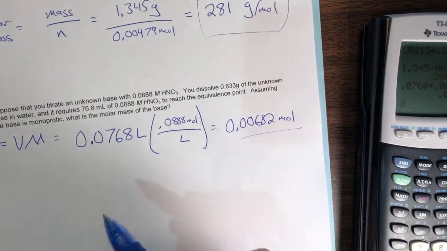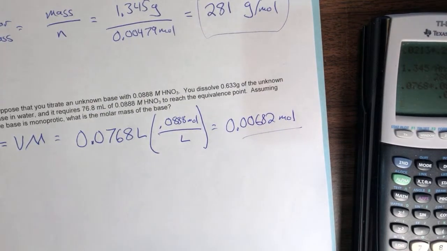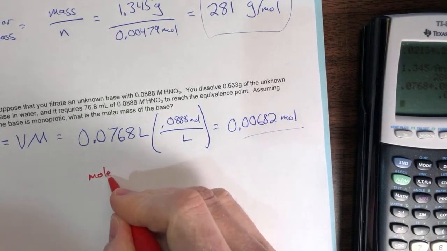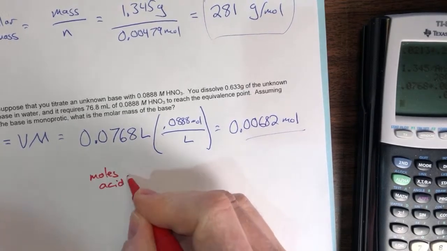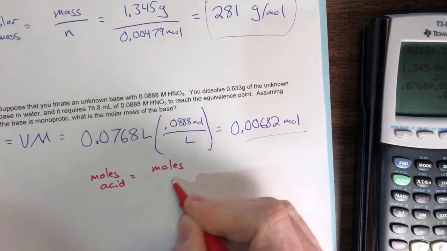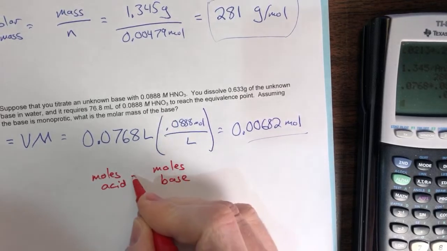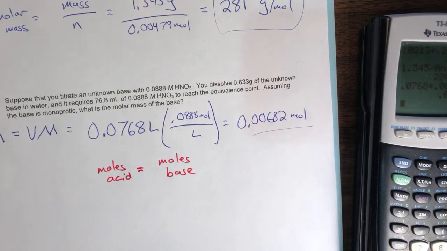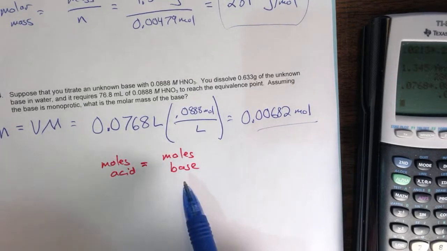Moles of acid equal the moles of base. Let me even write that down here, right? Moles of acid equal moles of base, because we're doing an acid-base neutralization reaction. So those two things are the same. Our unknown is equal to the known in terms of the number of moles.